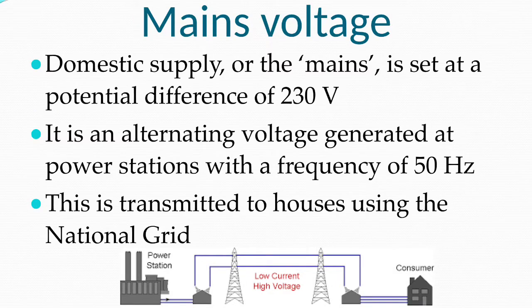The domestic electricity supply in the UK, often called the mains or mains electricity, is supplied at a potential difference of 230 volts and with an alternating voltage of 50 Hz, which means it switches from being positive to negative 50 times a second. It's transmitted to our homes via the national grid, which we learned about last lesson.